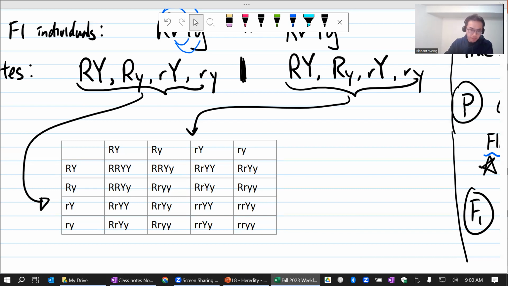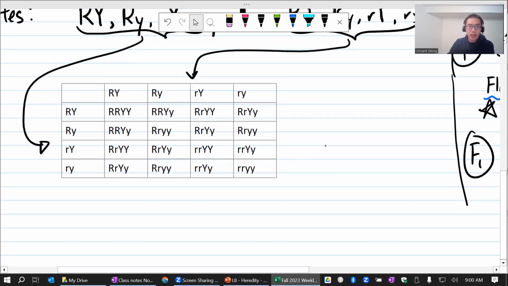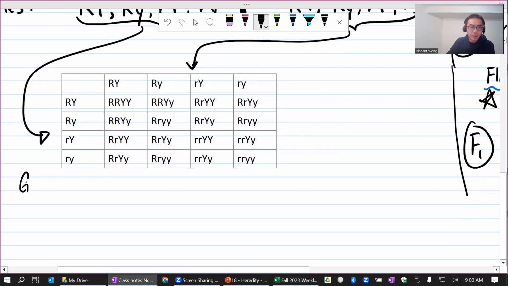Now for the next part, you need to have 4 colors, okay? Preferably highlighters if you have. Markers, crayons, whatever. You need 4 colors. We are going to find out the genotype.